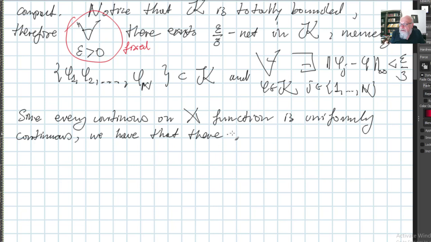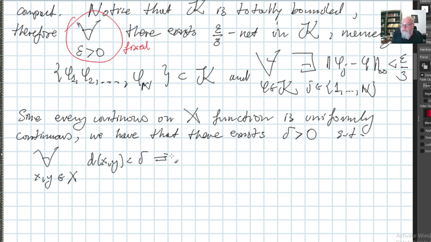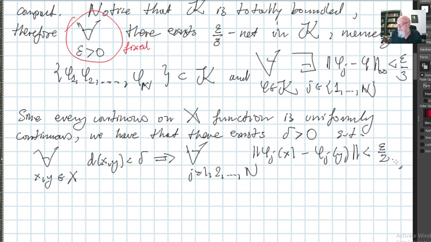there exists delta larger than zero, and now we have a finite number of continuous functions which are uniformly continuous, so there exists delta such that for every x and y belonging to X, if the distance between x and y is smaller than delta, then this will imply for every j equals 1 to capital N, we have the norm of phi j x minus phi j y smaller than epsilon over 3.